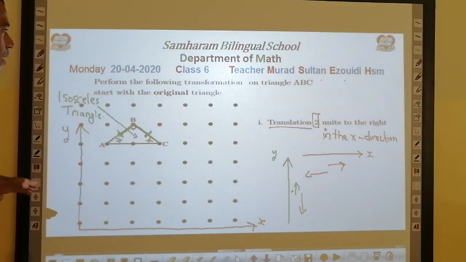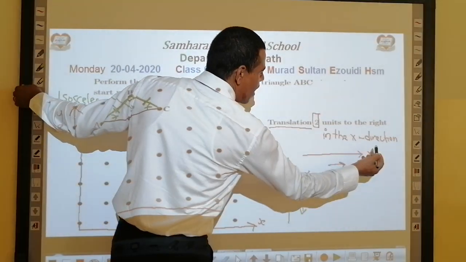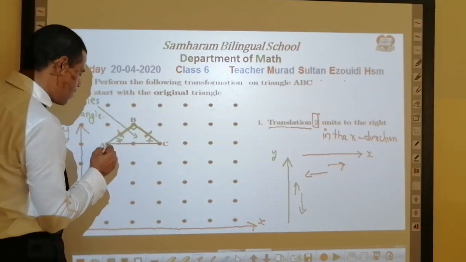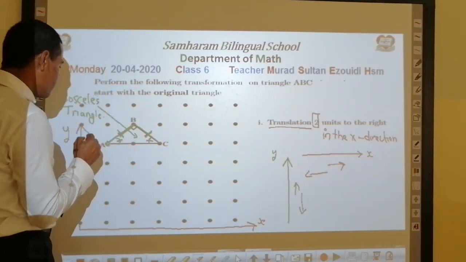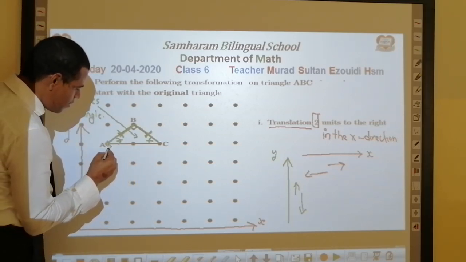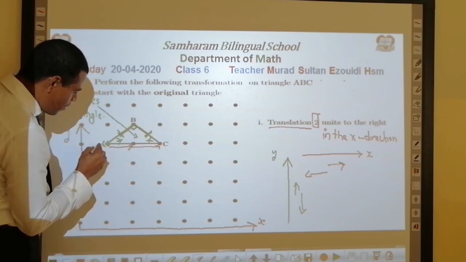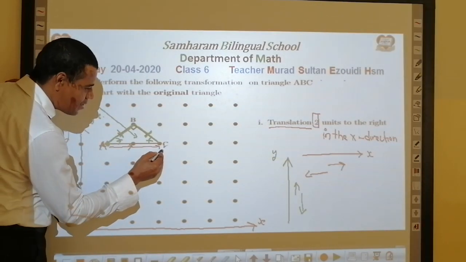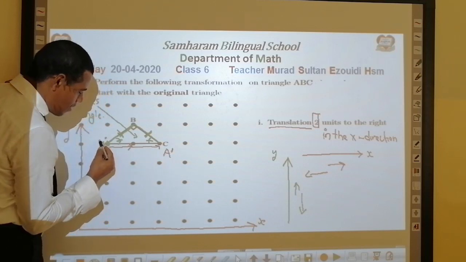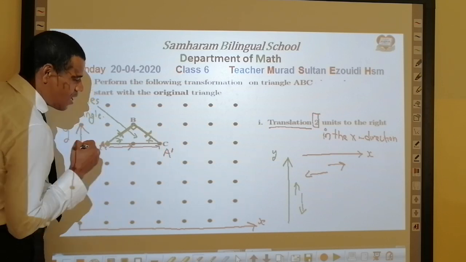Now I will translate this shape, this triangle, to the right in the x direction. What is the x direction? This is the x direction. I will start, for example, from the point A. A moves how many units? 2 units. This is 1 unit, 2 units. So the image of A, my kids, I will label as A prime, meaning the image of A after translating 2 units to the right in the x-axis is A prime.